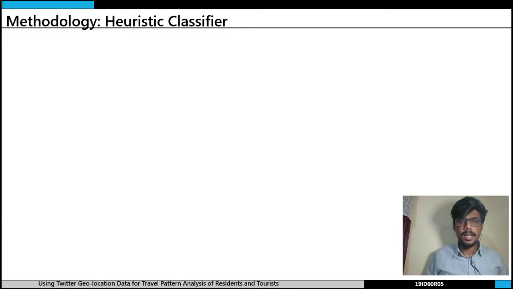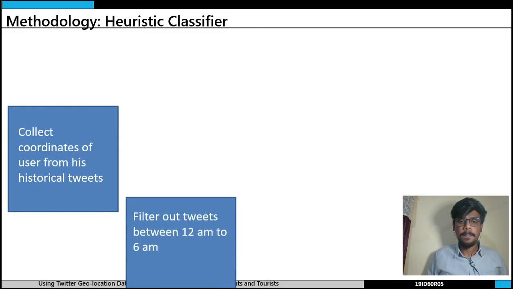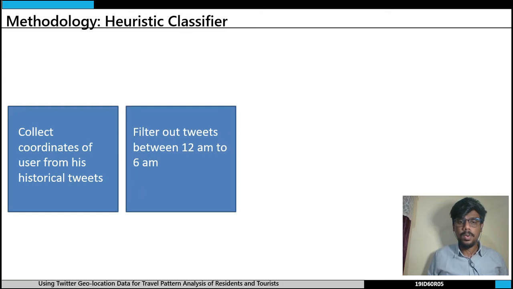The first analysis that had to be done was the heuristic classifier. So what did the heuristic classifier do? The heuristic classifier first of all collected coordinates of users from their historical tweets. Then it filtered out tweets only between 12 am to 6 am. Why only this time frame? Because people tend to stay in their home place at night, not at their workplace or anything else.